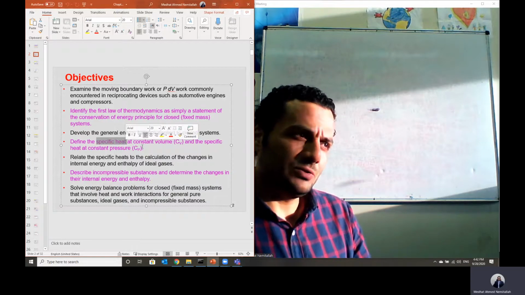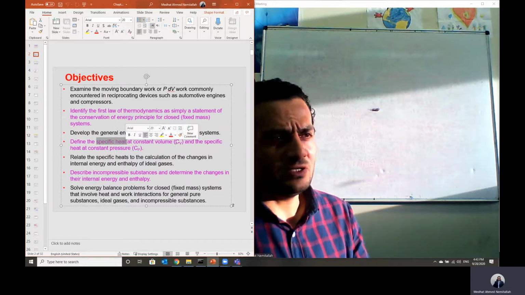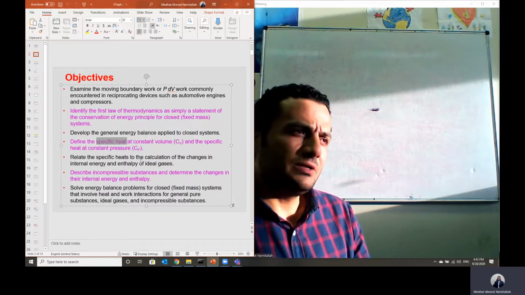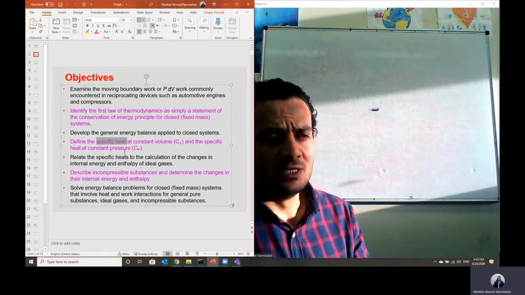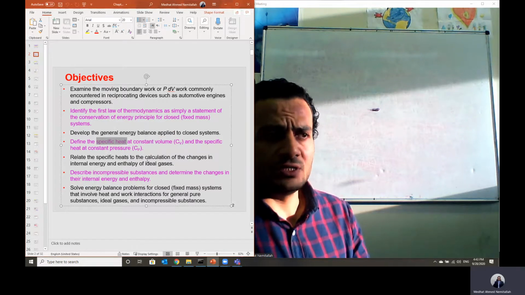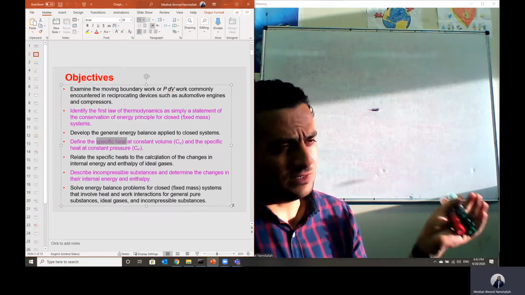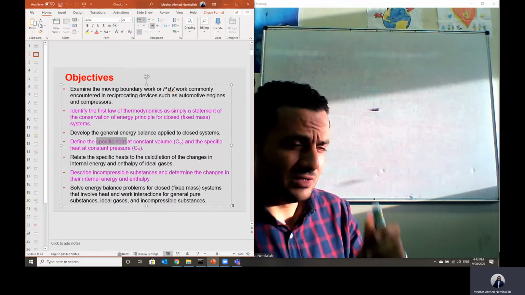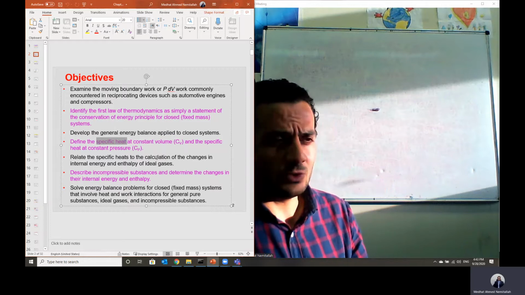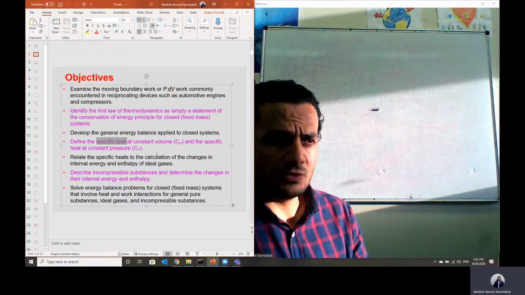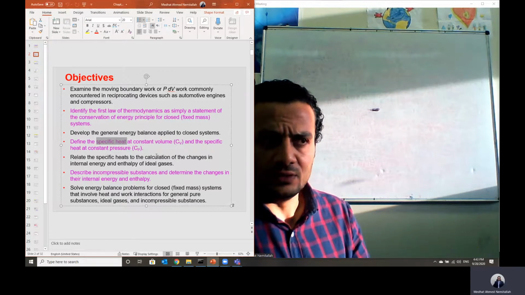Inshallah, in this chapter we'll also talk about the specific heat at constant volume and the specific heat at constant pressure, and we'll learn how to relate both of them to calculate the change of internal energy and the change of enthalpy. We said last time, in a very brief way, that delta U is equal to CV multiplied by delta T, and delta H, the change of enthalpy, is equal to CP delta T.